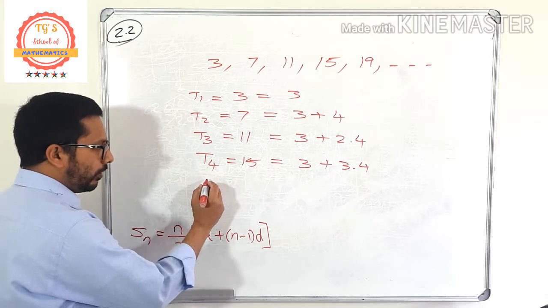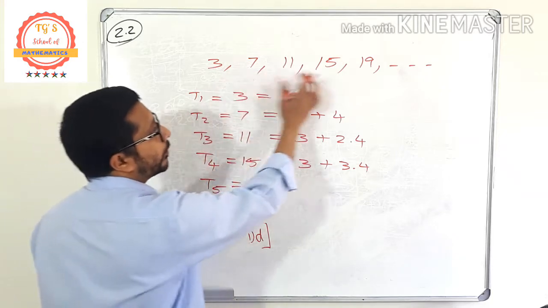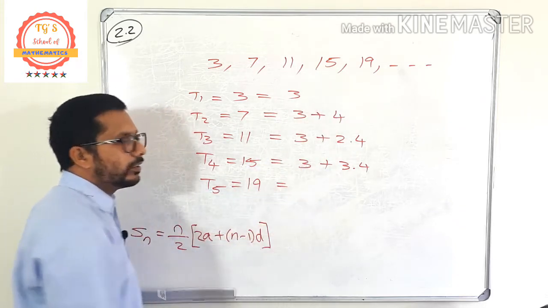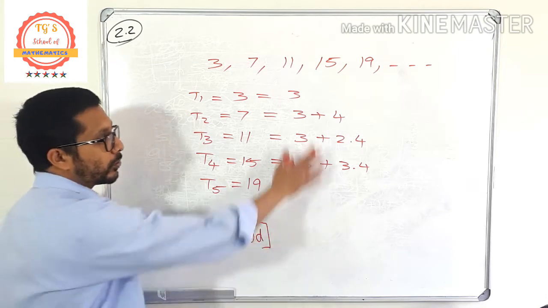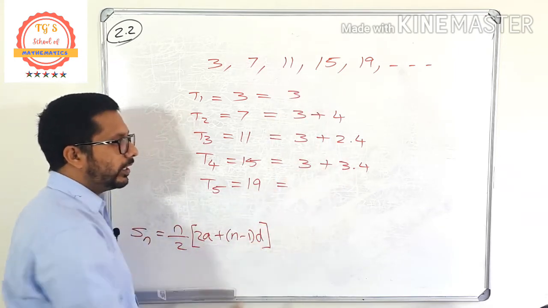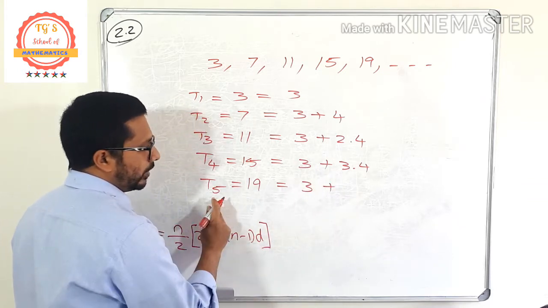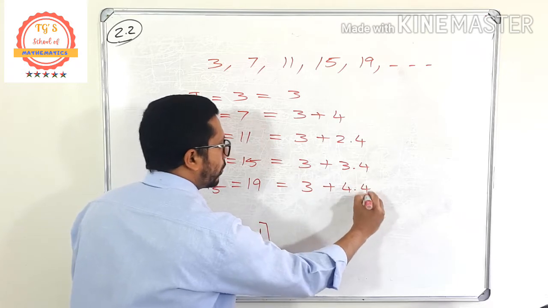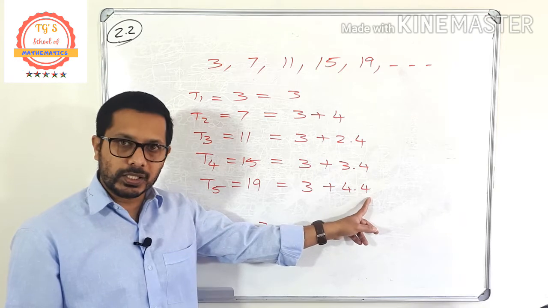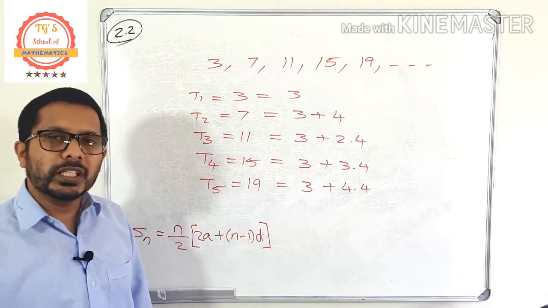Okay. Let's do one more. Fifth term. We know what is the fifth term. Here it is 19. So let's say the fifth term is 19. Those who can understand this one, they can easily answer what I am going to write here. 3 plus, fifth term, 4 into 4. What is 4 times 4? 16. 16 plus 3, 19. Can you see something here?